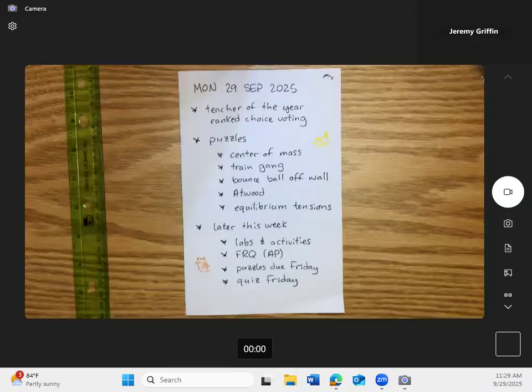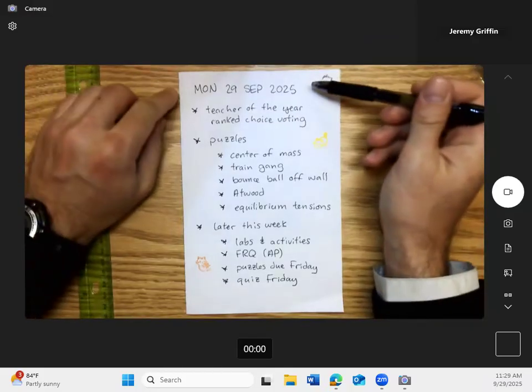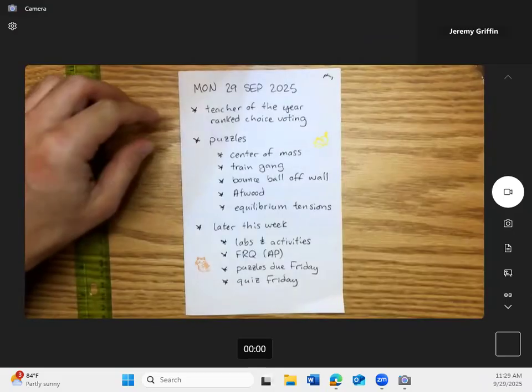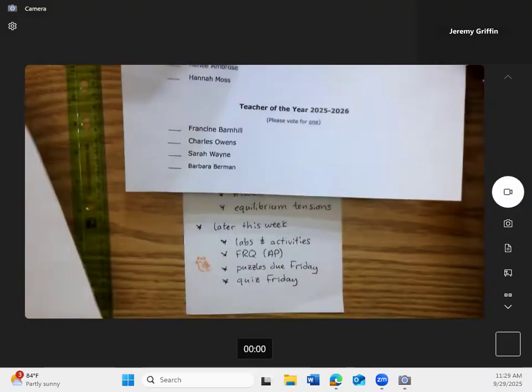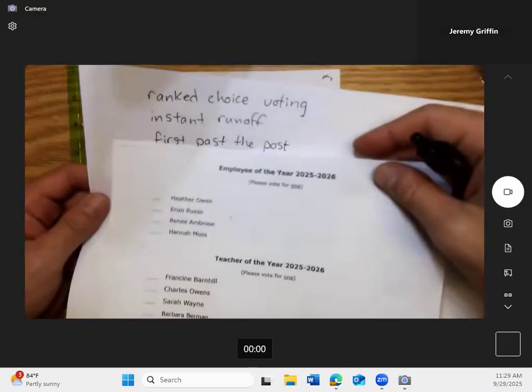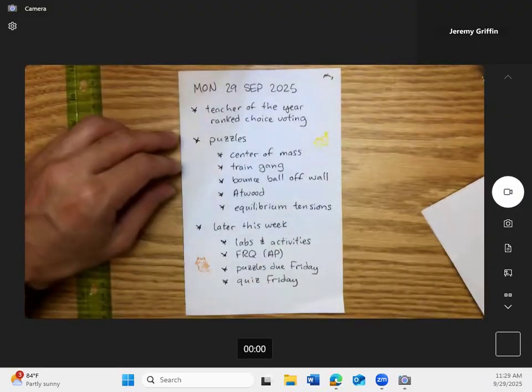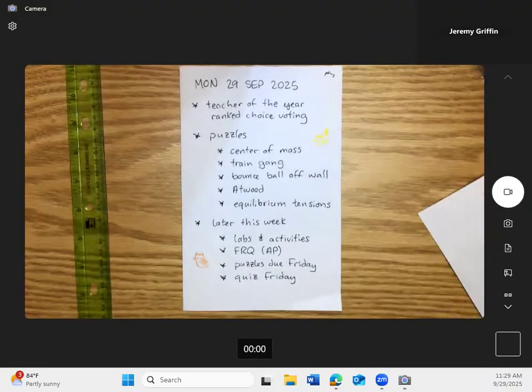Recording is rolling. It is Monday, September 29th. So I have this teacher of the year ballot. We're going to go through this and teach you guys some about ranked choice voting. And then we're going to take the rest of the class to solve a bunch of puzzles.